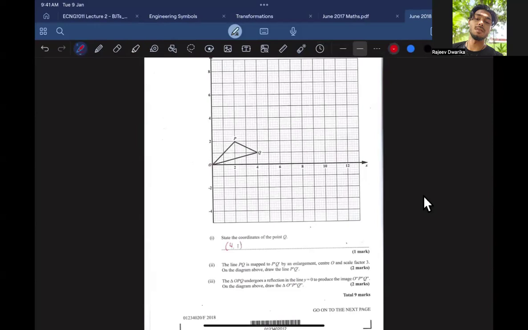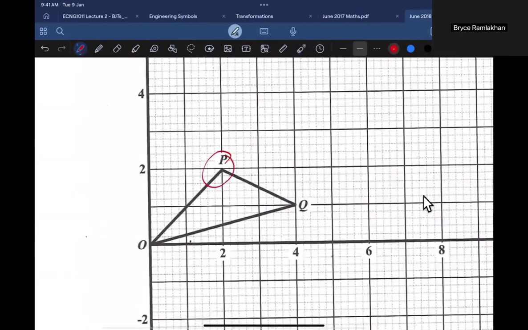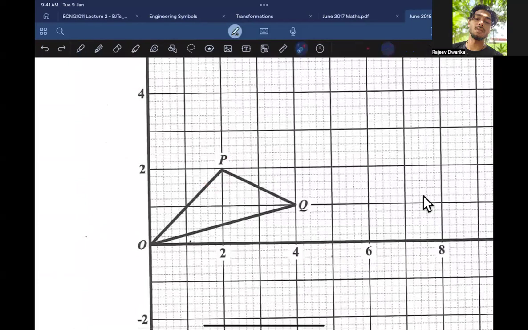You think you can tell me the coordinate for P? I forget what P is. It's P or P prime here, something like that. No, just tell me the coordinate.